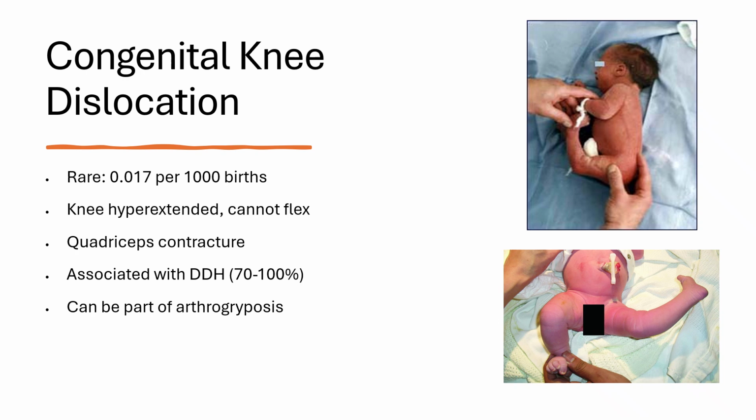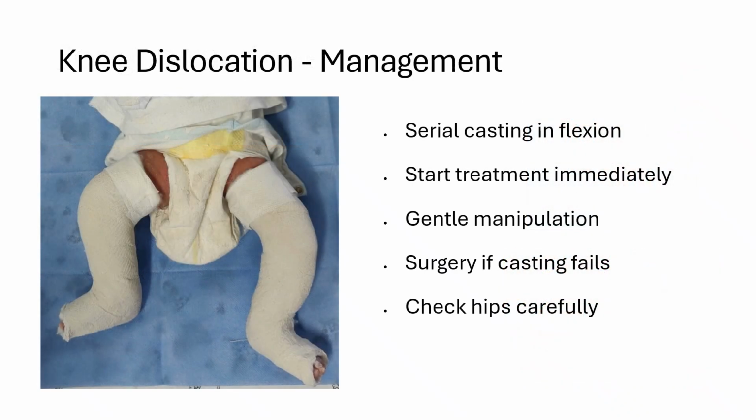musculoskeletal system. Management of congenital knee dislocation requires immediate intervention because delayed treatment leads to progressive stiffening that becomes increasingly difficult to correct. The principle behind treatment involves serial casting in progressive flexion, similar to the approach used for clubfoot but working in the opposite direction.